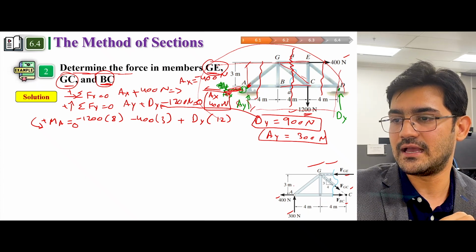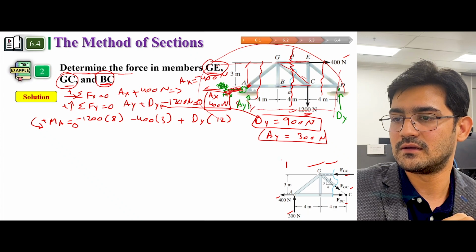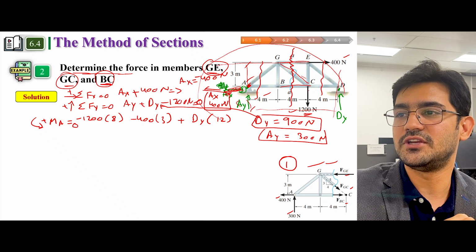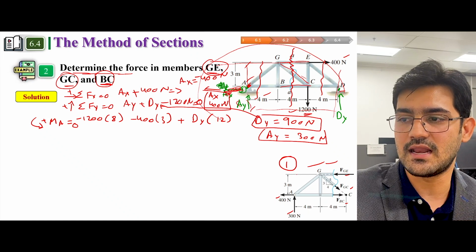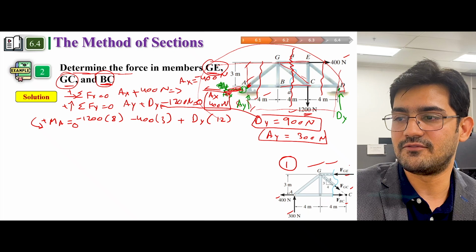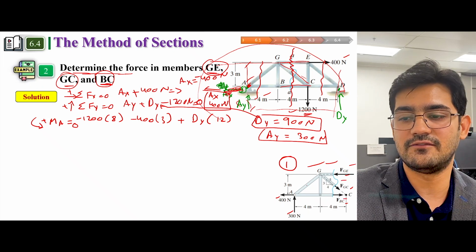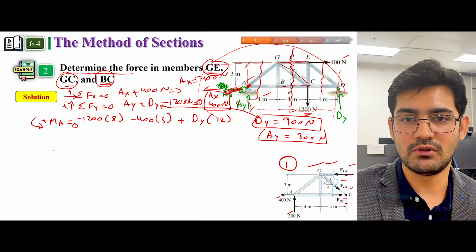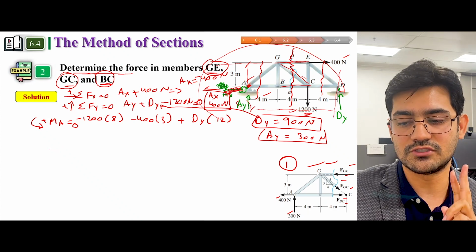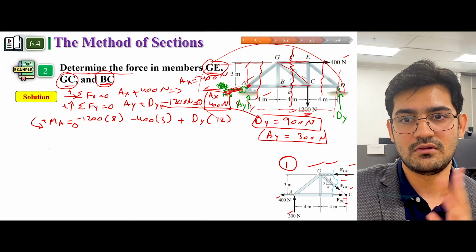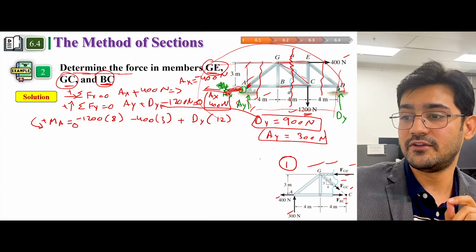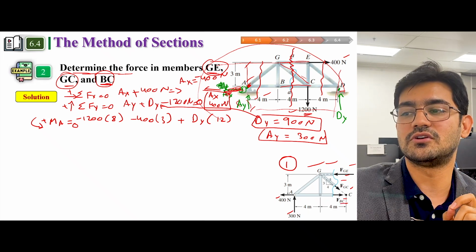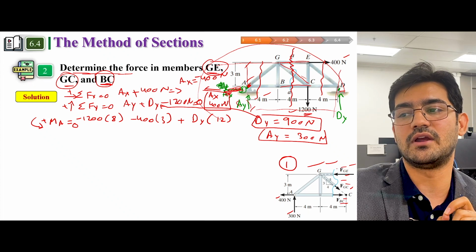Okay, so how to find? Now we're gonna look at this figure, because this figure was used to determine the reactions, and now we have determined the reactions, and now we're gonna see how we can find FGE, FGC, and FBC. So similarly, we have to use equilibrium equations: summation of Fx is equal to 0, summation of Fy is equal to 0, and summation of moment is equal to 0. If we do summation of Fx equal to 0, we'll get three forces, right? Because this is also acting horizontally, this is also acting horizontally, this is also acting horizontally.